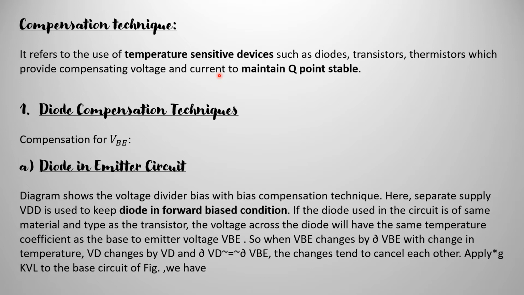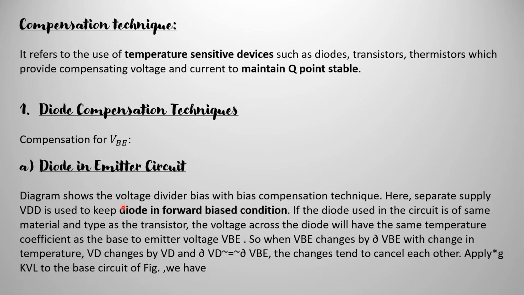In the first place, we would be discussing the diode compensation technique. Why are we using a diode to compensate? And what are we compensating in that circuit? We are compensating for the rise or the change in the base emitter voltage that you see here. Before moving on to the diagram, I will give a brief introduction about what the circuit, that is the diode and emitter circuit, consists of and how a diode can be used to compensate for the change in VBE.